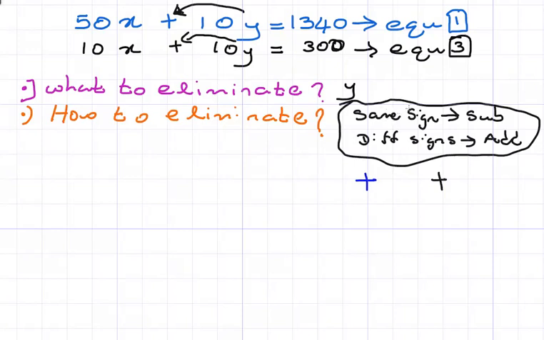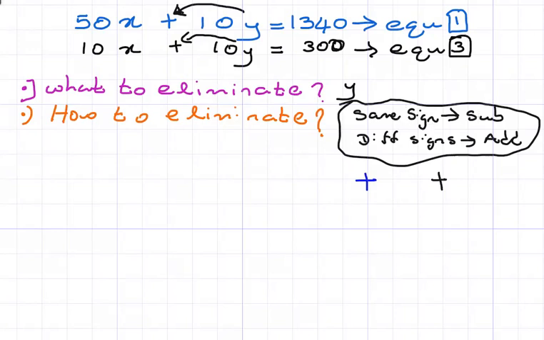So that's what this rule says. When it's the same sign, you don't add, you subtract. Why? Because plus 10y, subtract plus 10y. What would happen? Let's see what's going to happen. So remember this rule. If the letter that you're supposed to eliminate has the same sign in both the equations, you subtract. Or if they have different signs, you add.